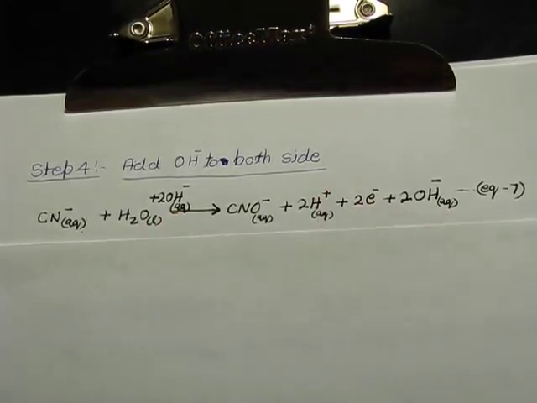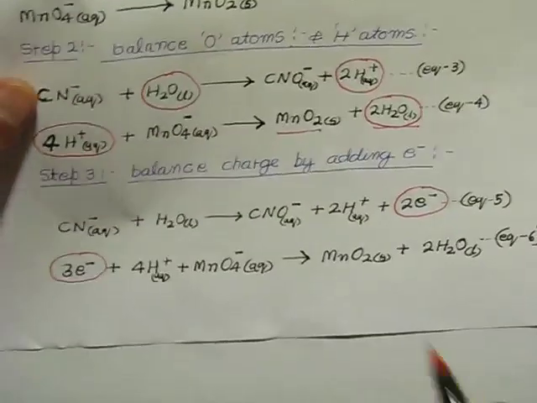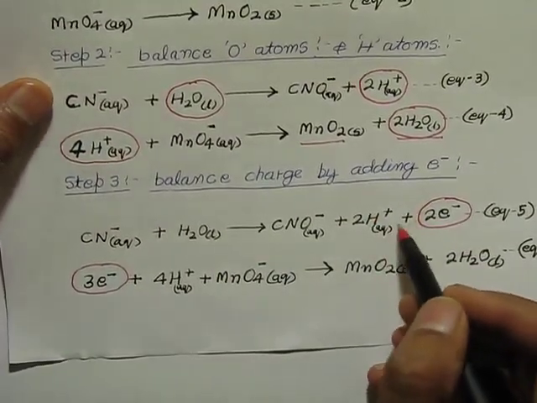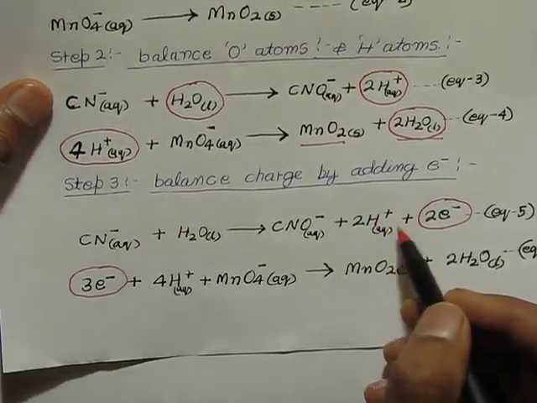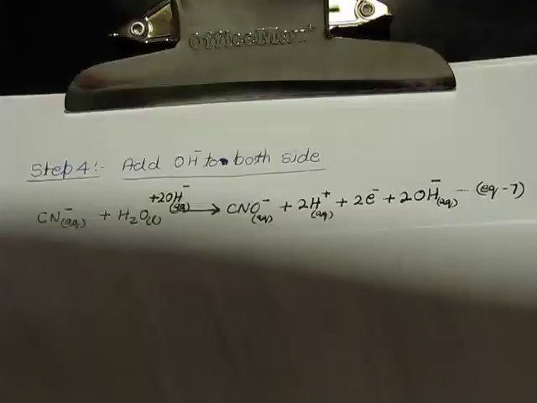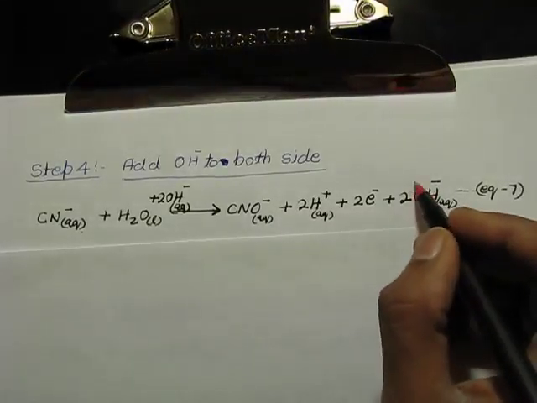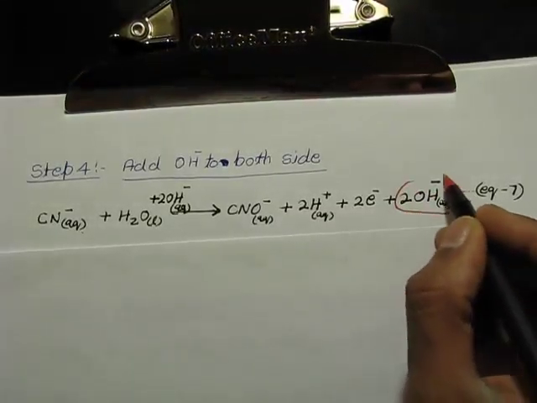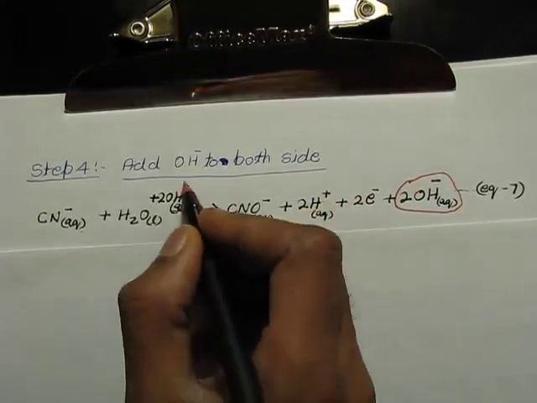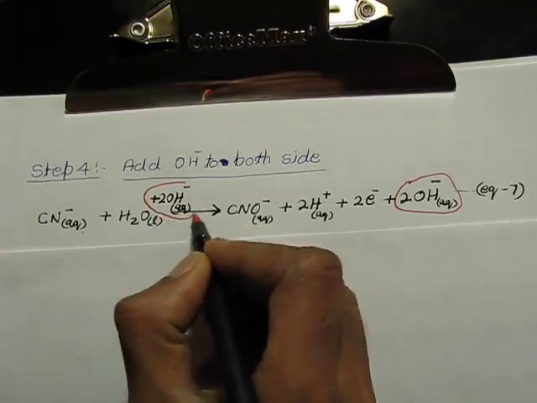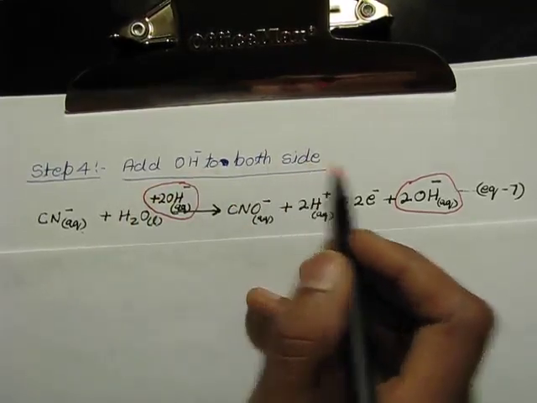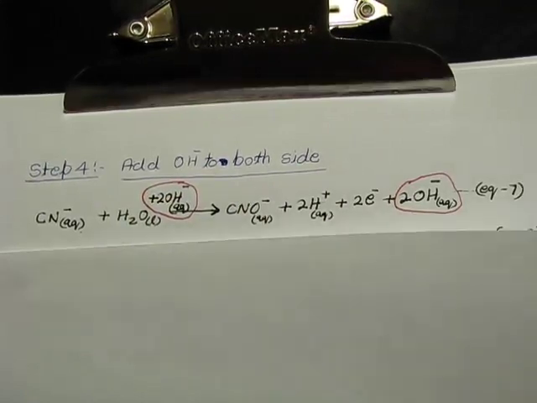So in equation number 5, there are 2 hydrogen ion on the product side, so to balance the hydrogen ion, we have to add 2 hydroxyl ion on the product side, and at the same time we have to add the same number of hydroxyl ion on the reactant side. So we have to add hydroxyl ion to both sides in both reactions.